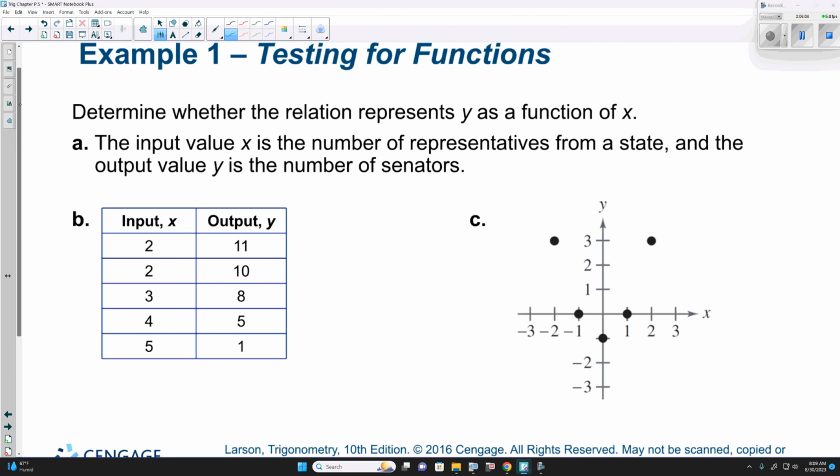I don't think I need to dwell too long on determining if it's a function from input values and output values. Here, 2, 10 and 2, 11. This is not a function, because we have one x value going to two y's. Doesn't work. But I can have different x's going to the same y. That's fine. These two different x values are going to the same y value, and that's fine.